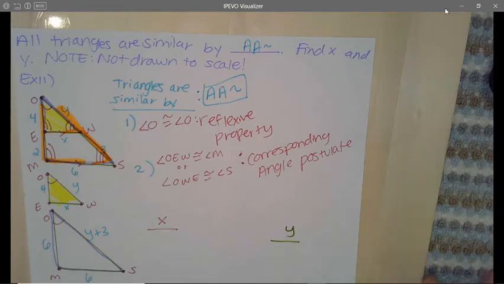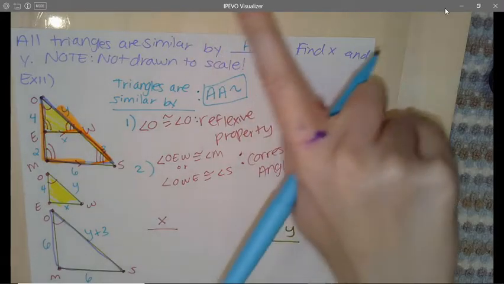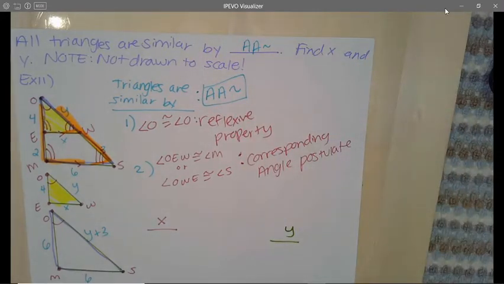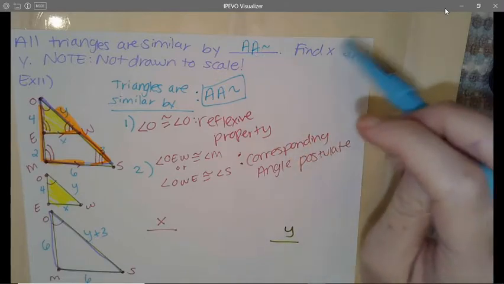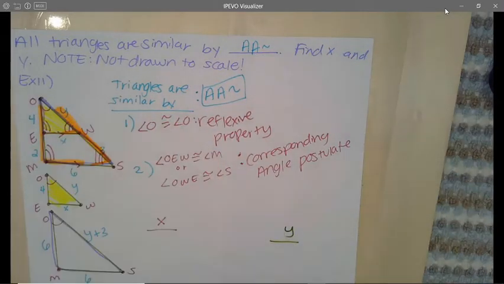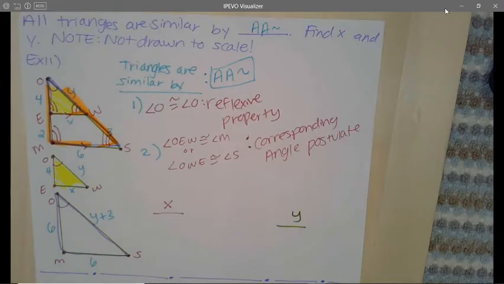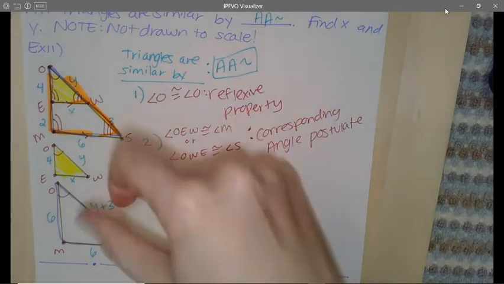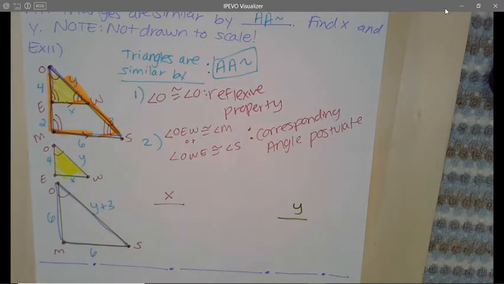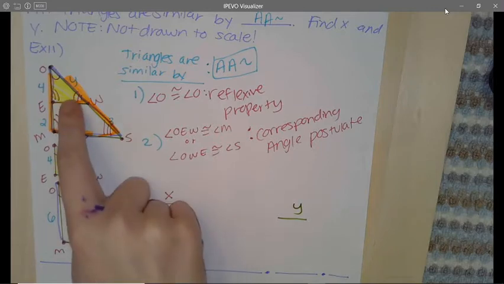Okay, now usually we would be done after that. But on these problems, we have some extra steps. In addition to finding out how they're similar, we're also going to find X and Y. Okay, so now that we know our triangles are similar, guess what? That means all sides are proportionate. So we can set up proportions to solve for any missing sides that we have. Okay, so first we're going to tackle X right here. So if you guys see here, X is right here.